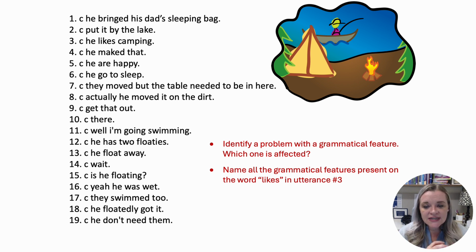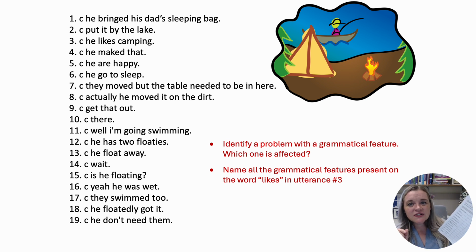Now, the last one: name all the grammatical features that are present on the word "likes" found in utterance number 3. So hopefully you're referring to this right here. The word "likes" has the third person singular present tense -s on it, right? If you look at the name, that tells you all you need to know, but think about it. The s on "likes" is giving us information about tense. It's happening in the present tense. It's giving us information about person because it's third person. It has to go with third person.